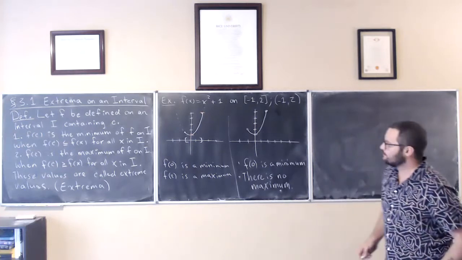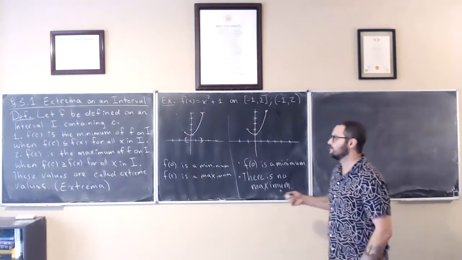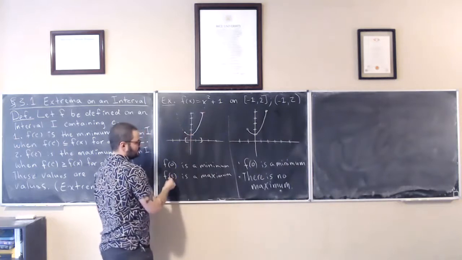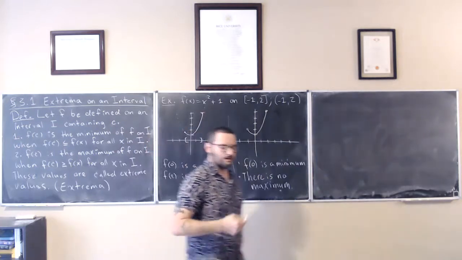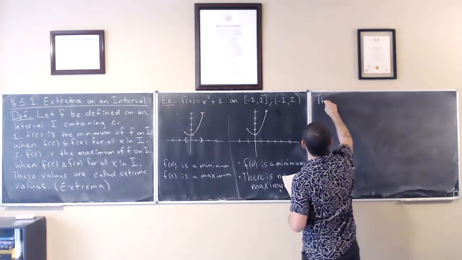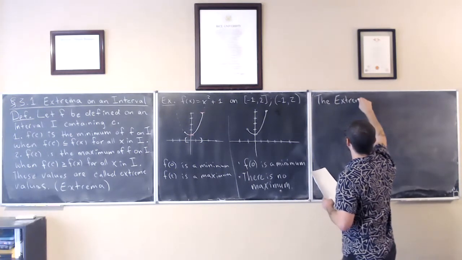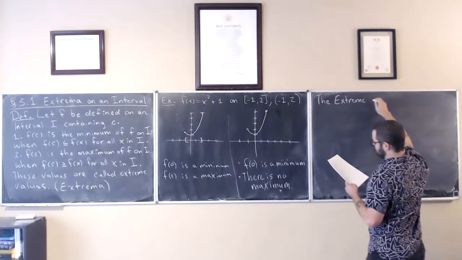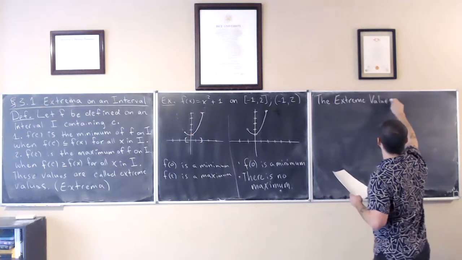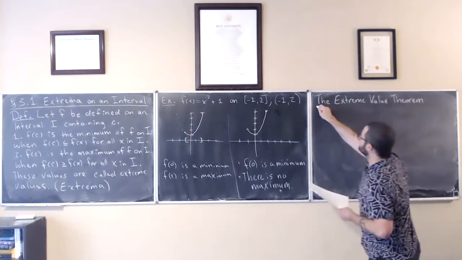However, if the function is continuous on a closed interval, then we can guarantee the existence of a maximum and a minimum. For example, this is a continuous function on that closed interval, and we see that it does have a minimum and a maximum. And I'll state that actually as a theorem. So this is referred to as the extreme value theorem. And it's precisely what I just said.